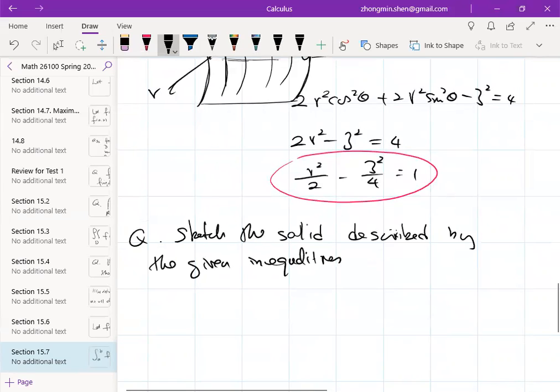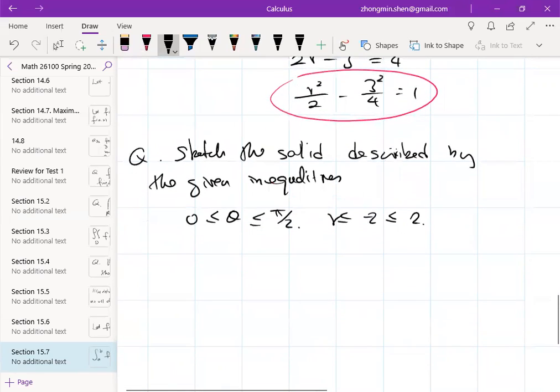Okay. Problem number 12. Right. Now, without using the picture, sketch the solid, actually sketch the solid in 3-dimensional space. Okay, in the XYZ plane.